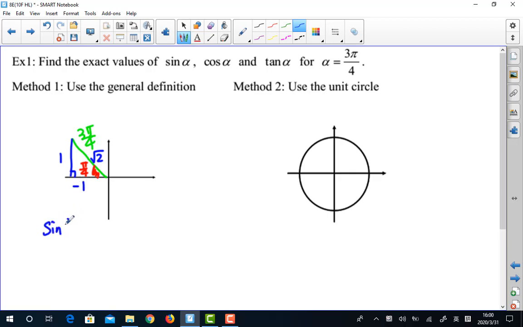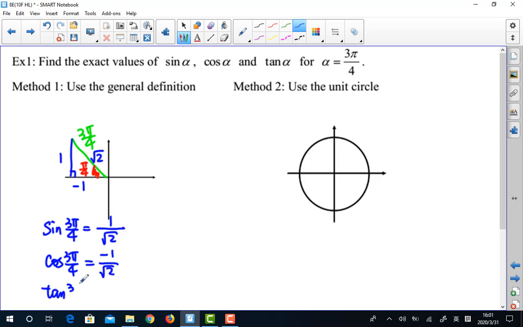Therefore, sine 3 pi over 4 is opposite over hypotenuse with the reference angle. So I only need to look at the reference angle rather than look at 3 pi over 4. So it's 1 over root 2. Cosine 3 pi over 4 is adjacent over hypotenuse with the reference angle. So it's negative 1 over root 2.